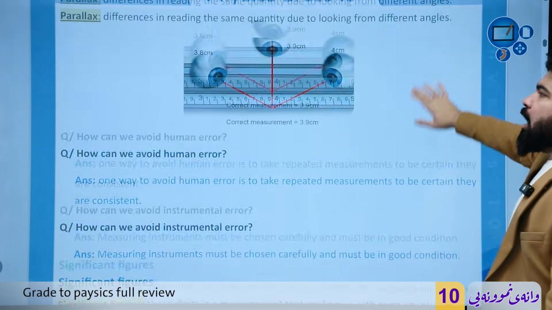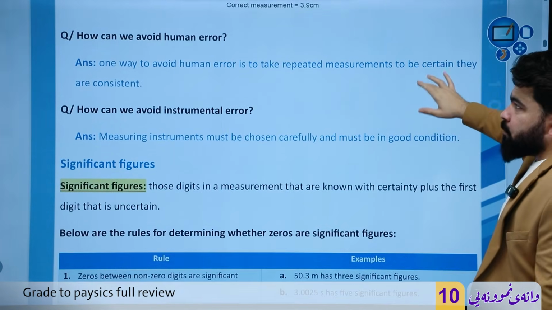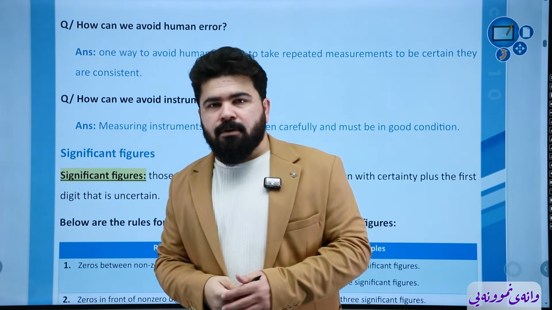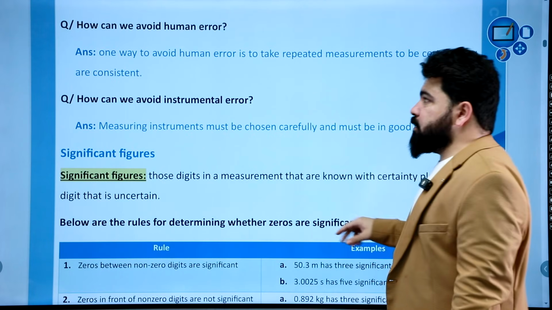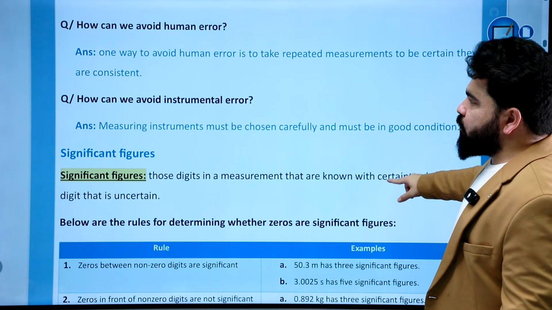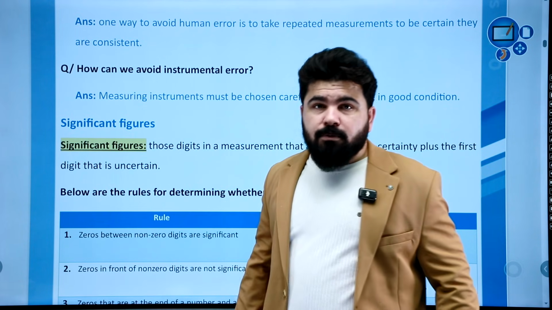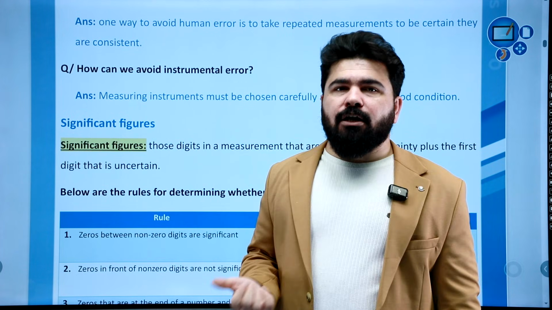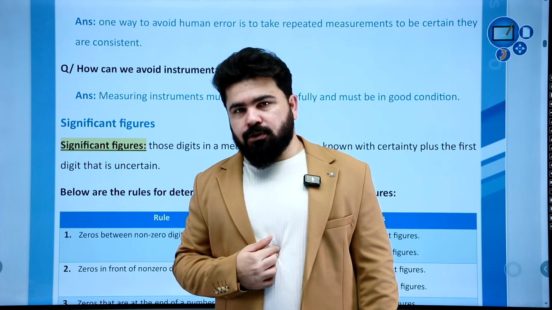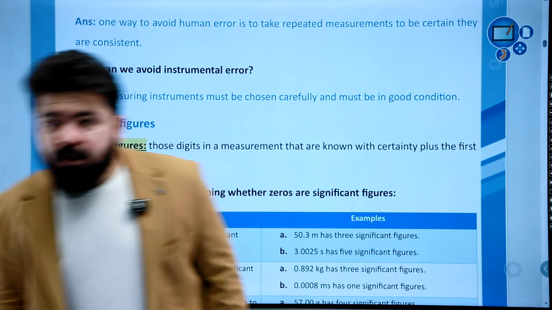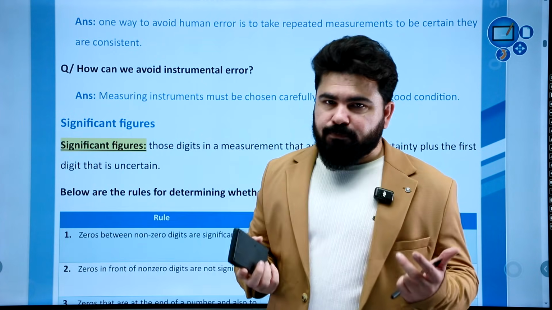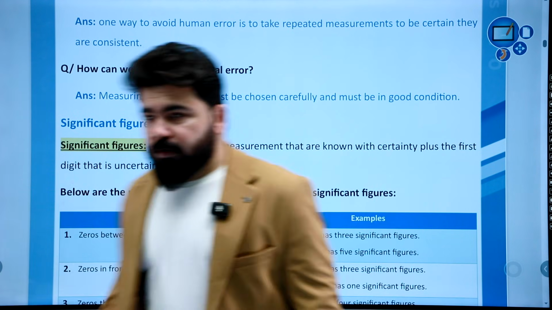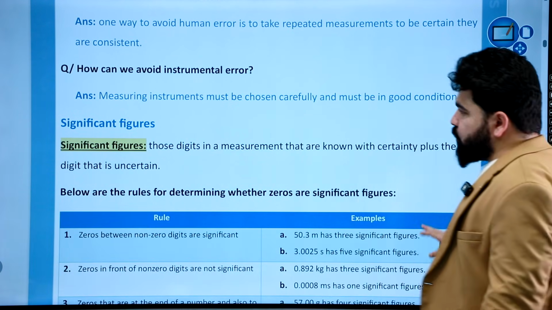How can we avoid human error? Just basically take repeated measurements. That's it. You take repeated measurements and you're going to see you have avoided human error. How can we avoid instrumental error? Instrumental error can be avoided by checking the quality of the instruments that you're using. So always check if your calculator is working properly, and always check if it has a good quality. This is how we can avoid instrumental errors.